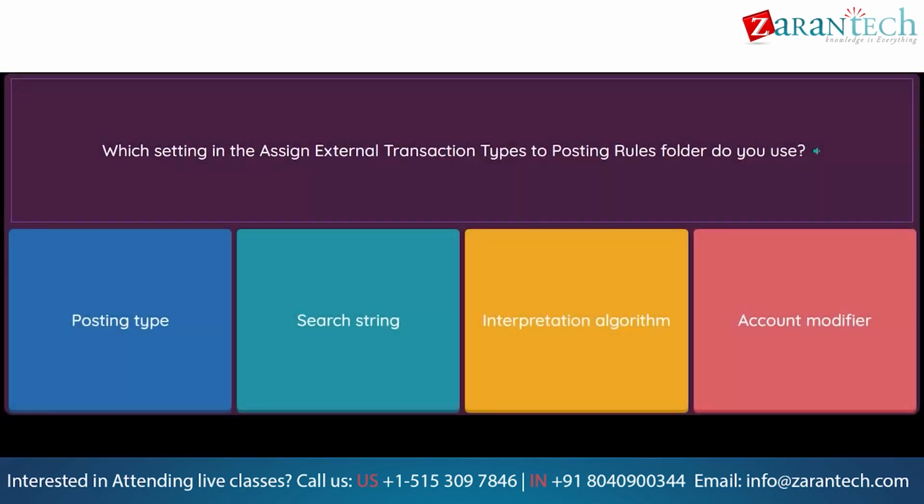Question, which setting in the Assign External Transaction Types to Posting Rules folder do you use? Option 1 Posting Type. Option 2 Search String. Option 3 Interpretation Algorithm. Option 4 Account Modifier.